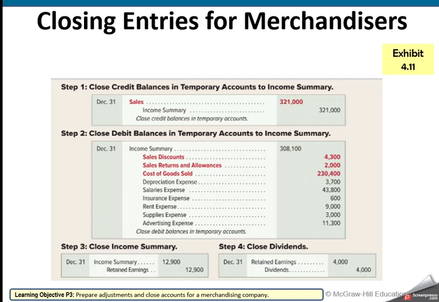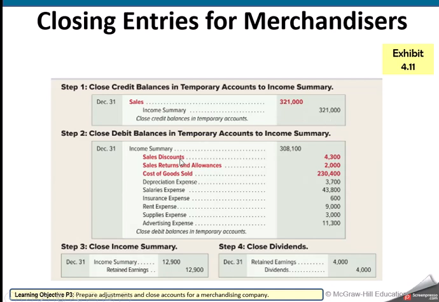So now, how do we close the books for a merchandiser? Again, think back to chapter 3. We had our 4 entries of closing. Now it's basically the same, except the accounts are a little bit different. Our first entry closes sales by debiting sales for the full amount and crediting income summary.